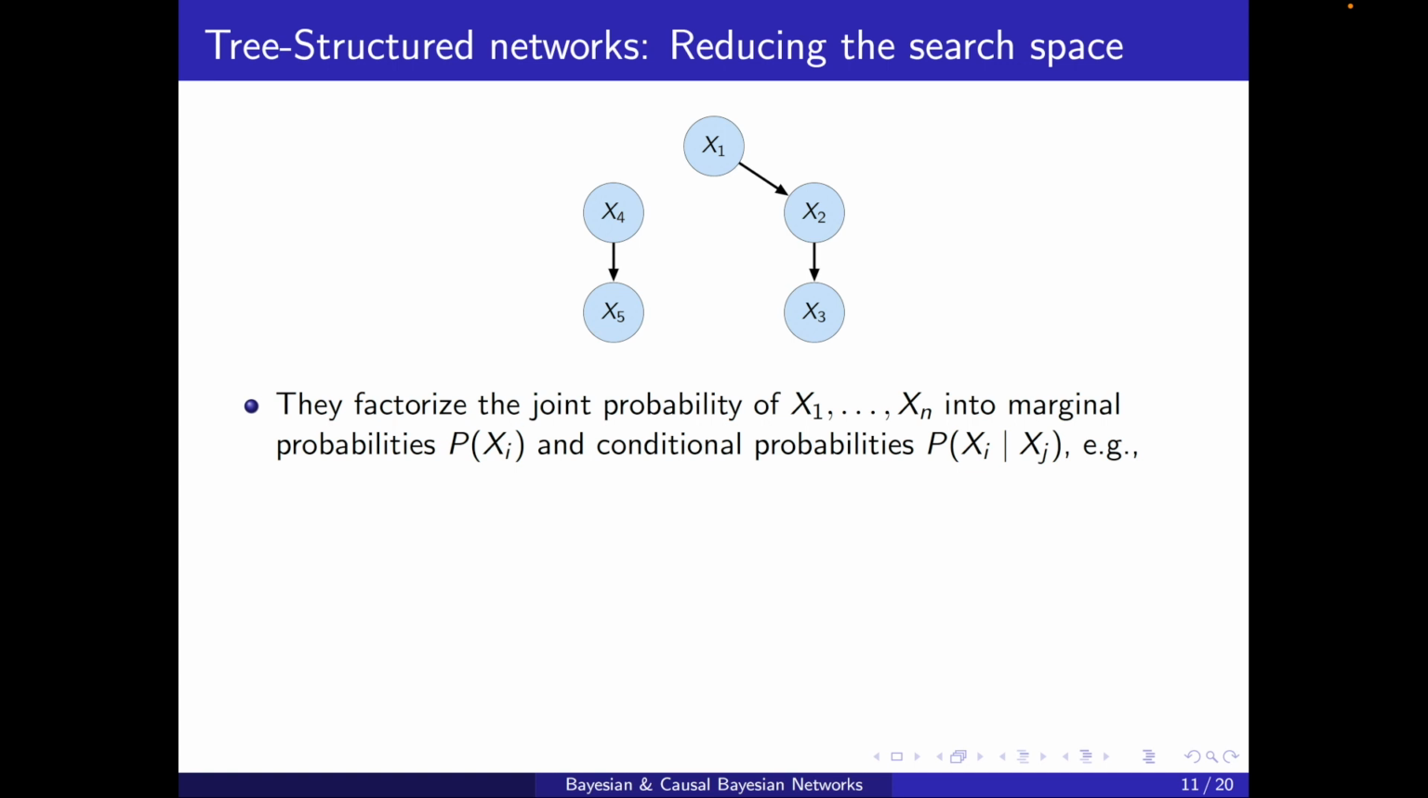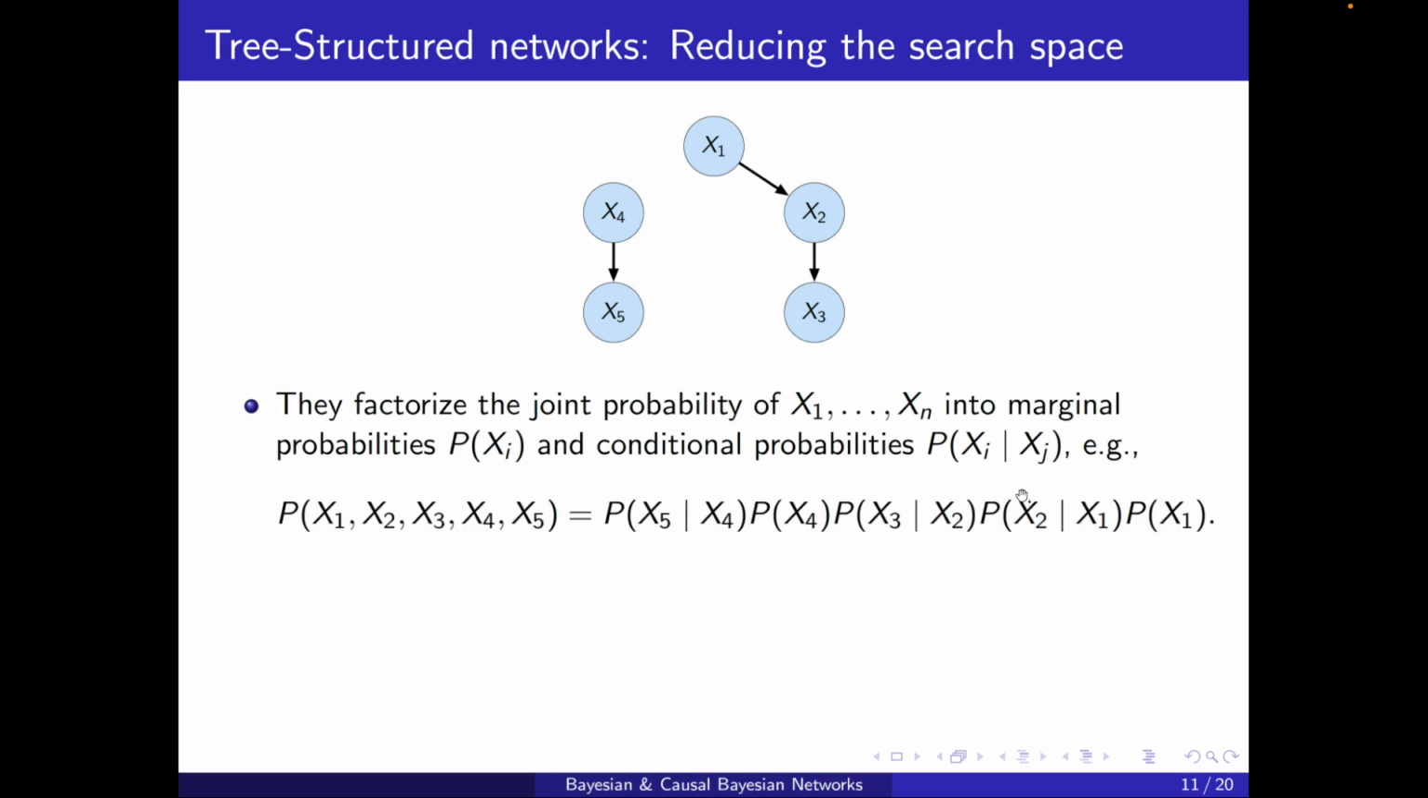Note that tree-structured networks factorize the joint probability into marginal probabilities and first-order conditional probabilities, like P of xi and P of xi conditioned on xj. And this is an example. It's the factorization according to this graph. So you see only first-order terms and zero-order terms appearing.